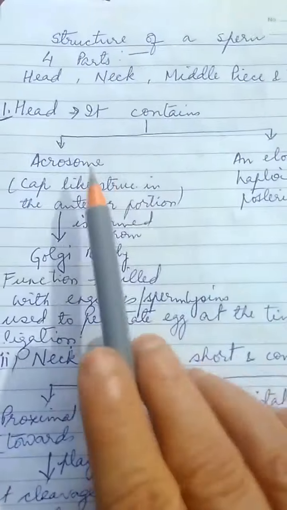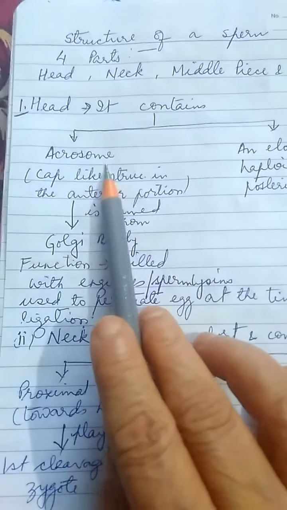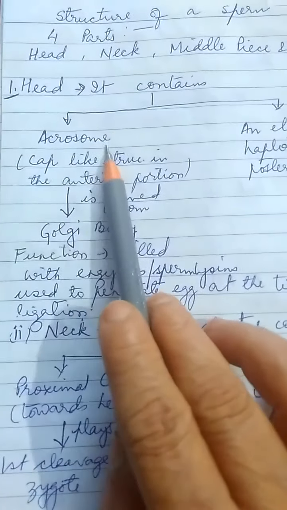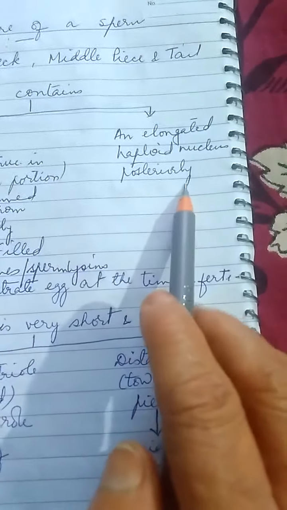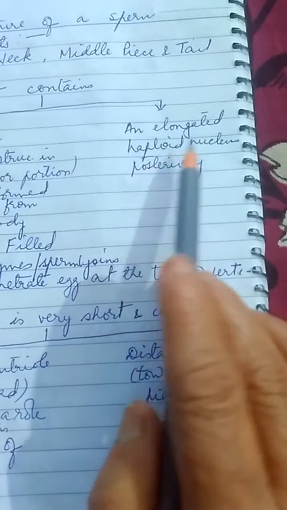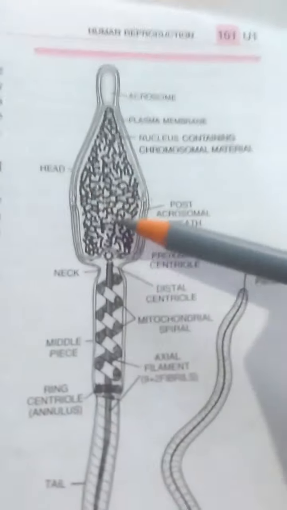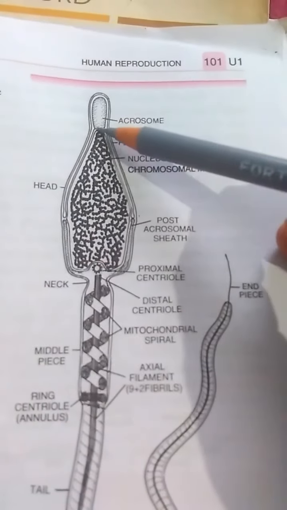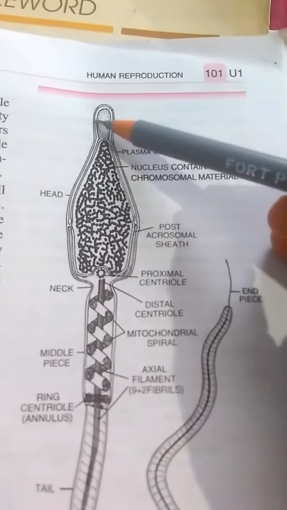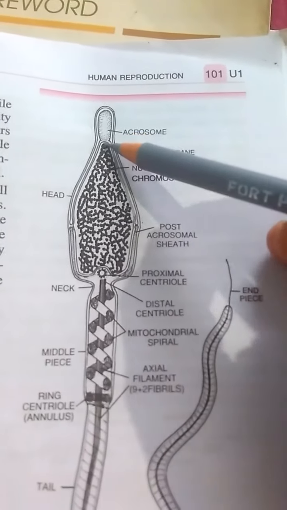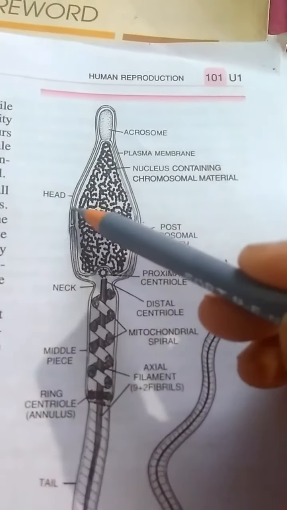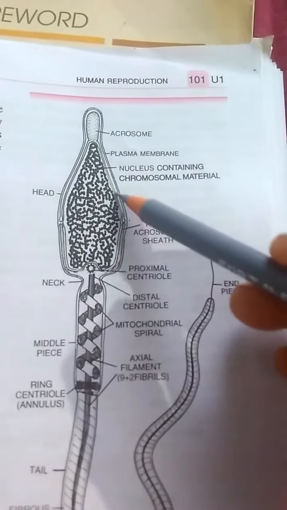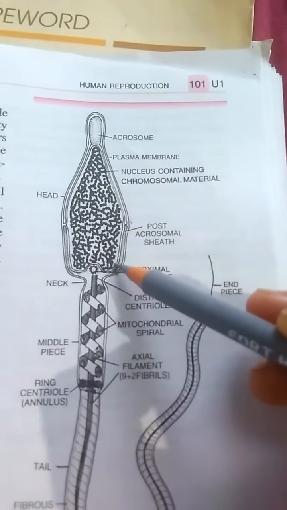Head contains a cap-like portion at its anterior end called acrosome, and posteriorly it has an elongated haploid nucleus. Okay, so this is the part head. Tip of the head is occupied by a cap-like structure called acrosome, and the remaining part of the head is occupied by an elongated nucleus. So head has only 2 parts, right?